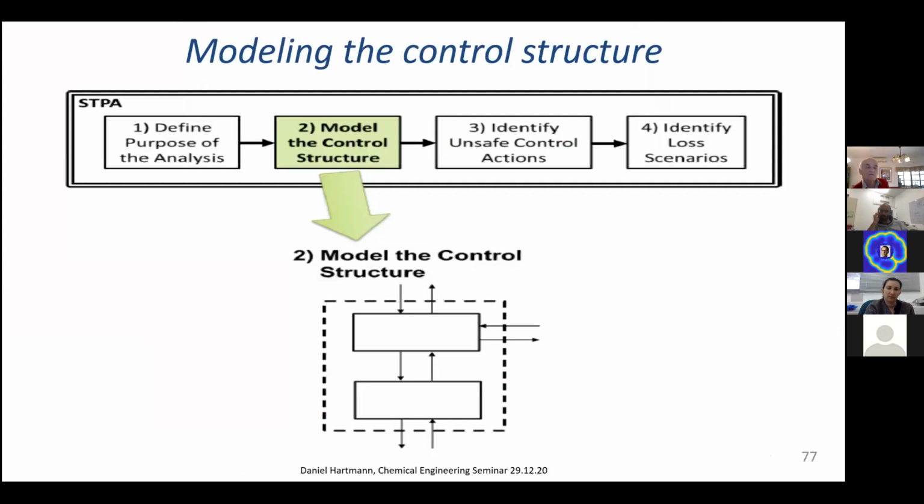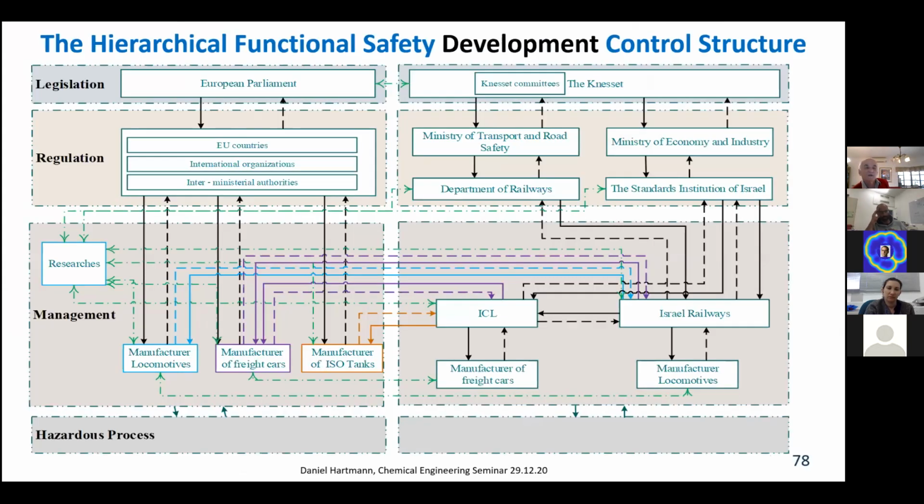And then, of course, we have to build the control structure. And I think my time is almost over. So I'll just show you the control structure related to the train accident, the bromine train accident in Dimona. So this is for the development.